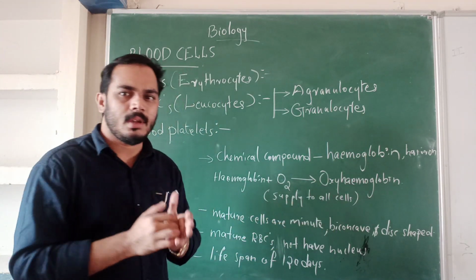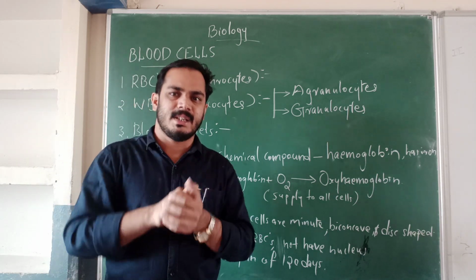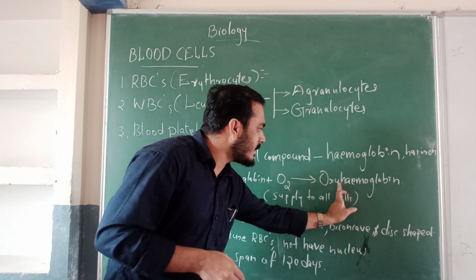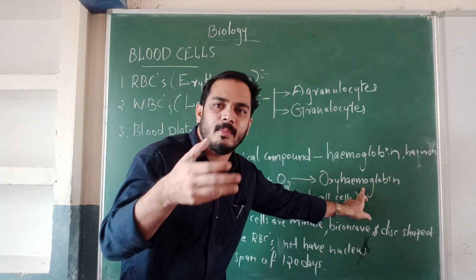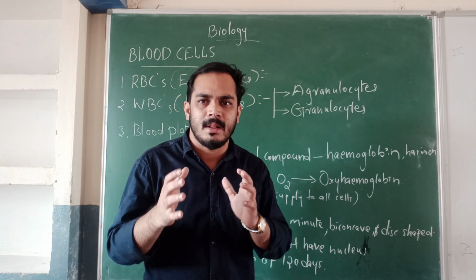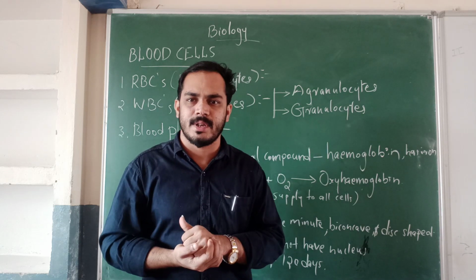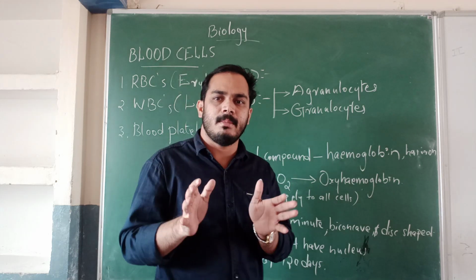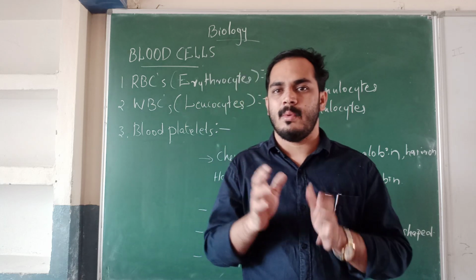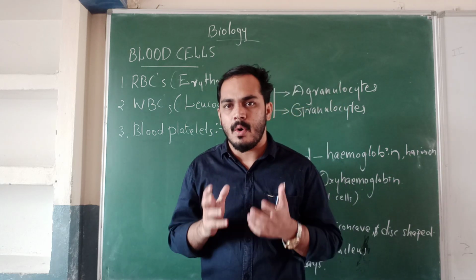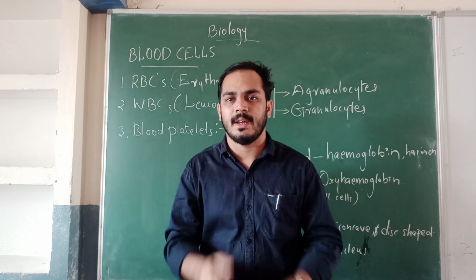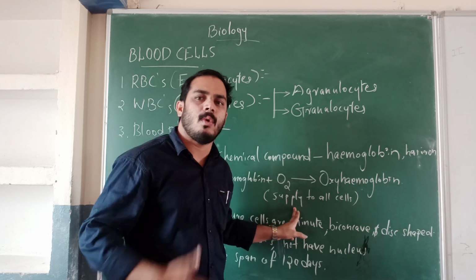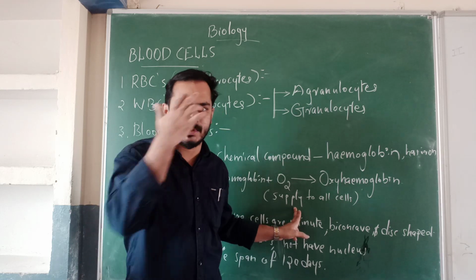Here the hemoglobin mixes with the oxygen, meaning it reacts with the oxygen to form oxyhemoglobin. What is meant by oxyhemoglobin? The mixing of hemoglobin and oxygen forms oxyhemoglobin. That means the blood contains a high amount of oxygen. This oxyhemoglobin is supplied from the lungs to all tissues.